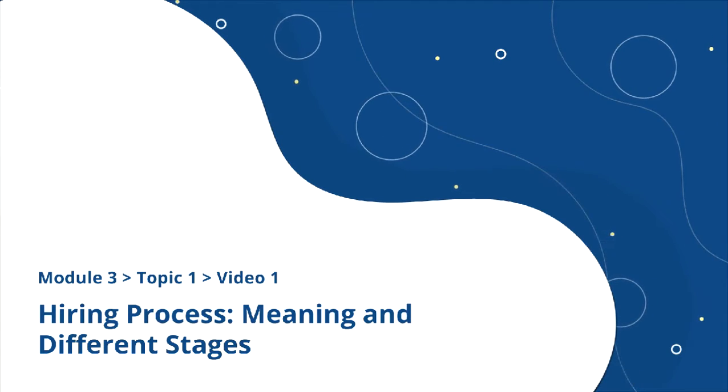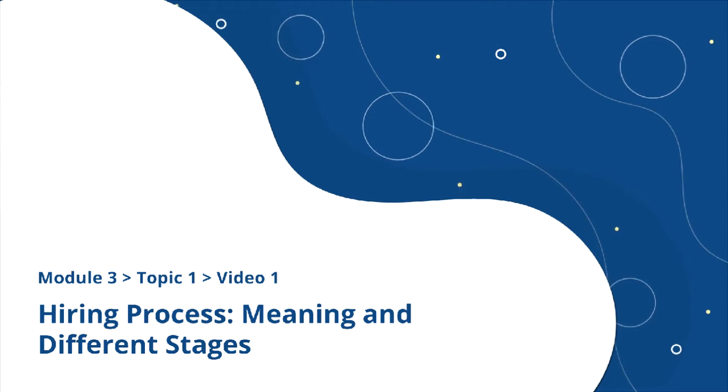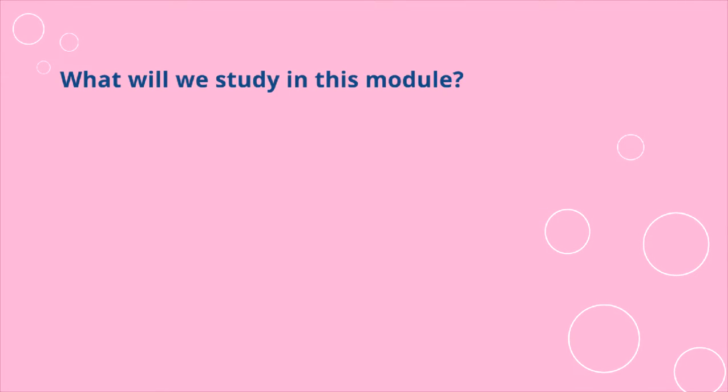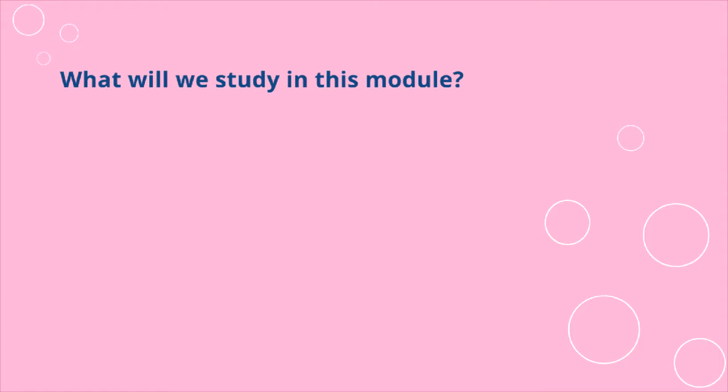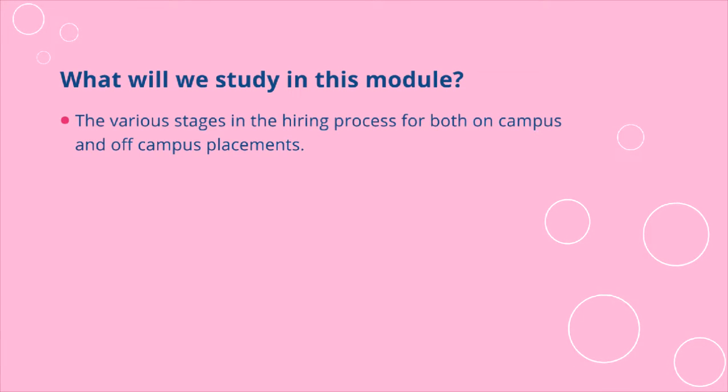Hi everyone, congratulations on completing Module 2 and now let's start with Module 3. Remember, we studied about the two types of placements, on campus and off campus in Module 1. In this module, we will learn about the various stages in the hiring process for both these types of placements.